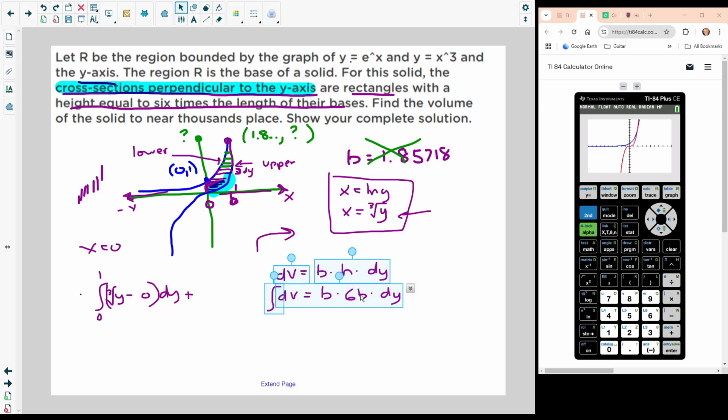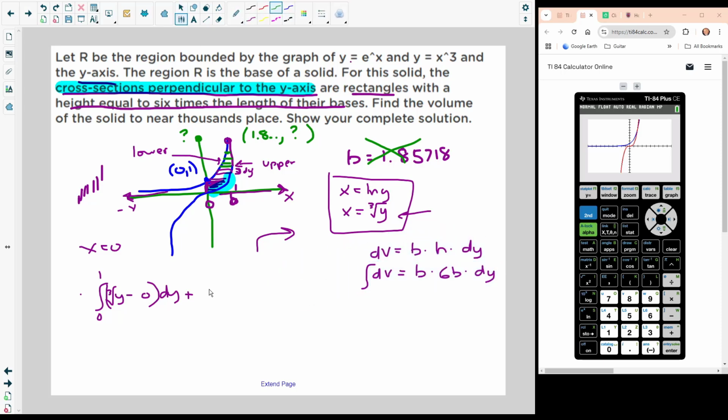So let me slide away some of this stuff over here. So plus 1 to I'm not sure yet, right? And then the upper functions are changing. So, oh no, I'm sorry, the upper function is still the same, but it's cube root of y, minus the lower function, which is now this blue, right? Which is the blue ln of x, I'm sorry, not ln of x, ln of y, of course, because it was e to the x, okay? dy.